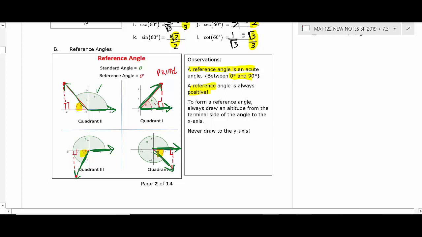Okay, it's always that. So, again, these are real important. A reference angle is between 0 and 90. A reference angle is positive. And when you make a reference angle, draw the altitude to the x-axis. Don't ever draw it to the y-axis. That's a common mistake students make. So in your mind, make sure that you understand in each quadrant what the reference angle looks like. And another thing I want to mention is we form what we call a reference triangle.